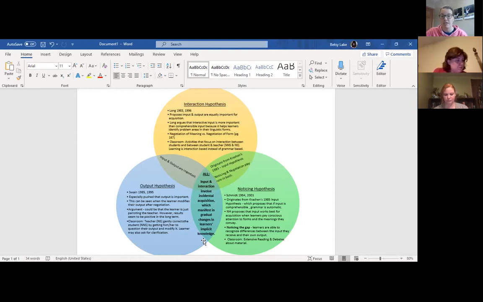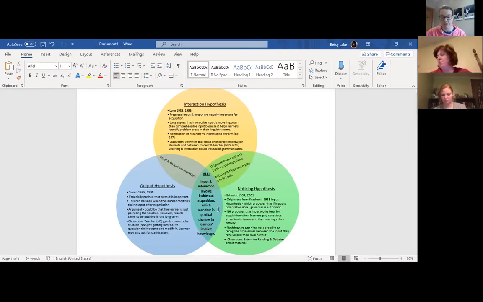Long proposes that input and output are equally important for acquisition. Long argues that interactive input is more important than comprehensible input because it helps learners identify problem areas in their linguistic forms. So you see that difference between the noticing hypothesis and interaction. The noticing hypothesis still focuses on input, whereas interaction says, yes, input is important, however, interaction is more important. Then we also see this negotiation of meaning versus negotiation of form that comes from page 167.